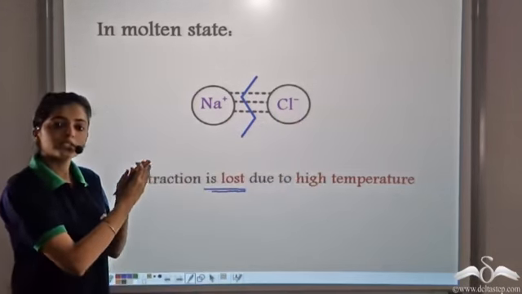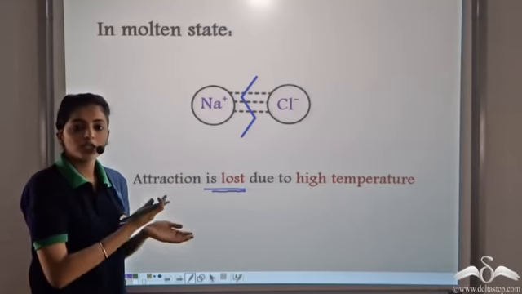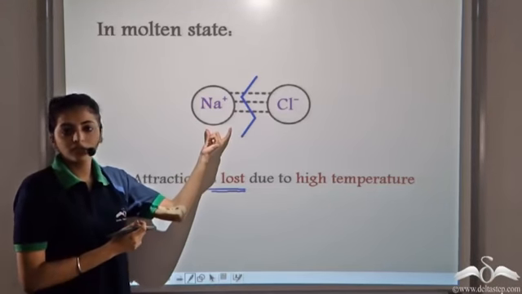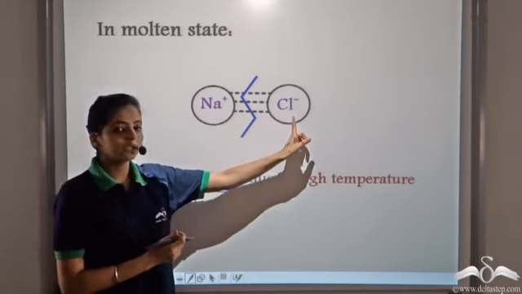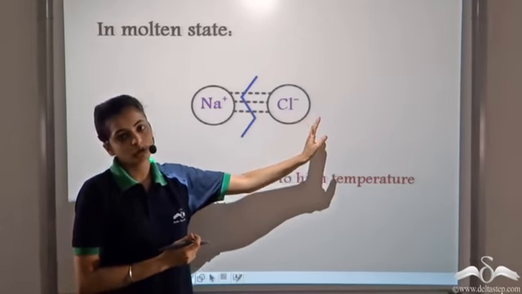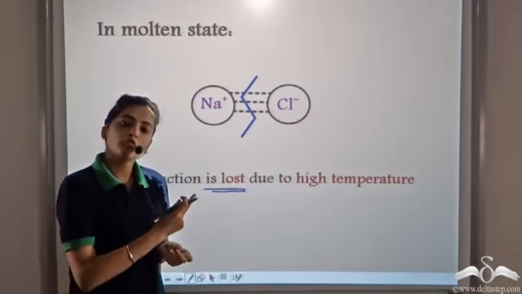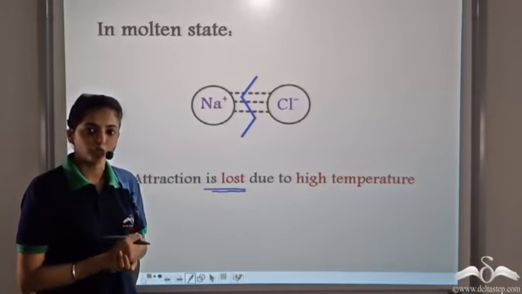So now when the two ions separate out, again there is ion formation. The positively charged ions migrate towards the negatively charged rod. The negatively charged ions migrate towards the positively charged rod. There is flow of electrons and so electricity flows.